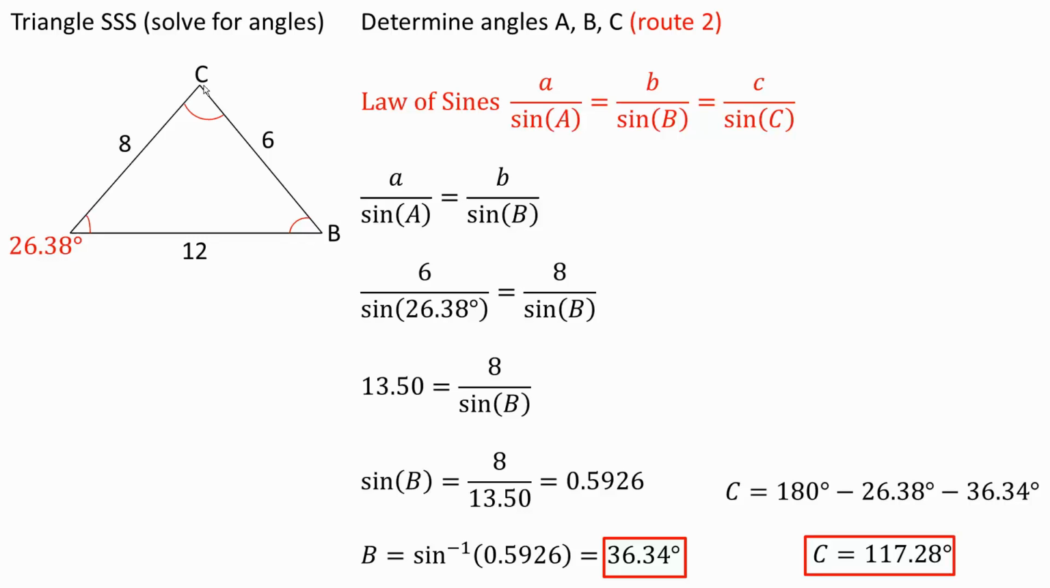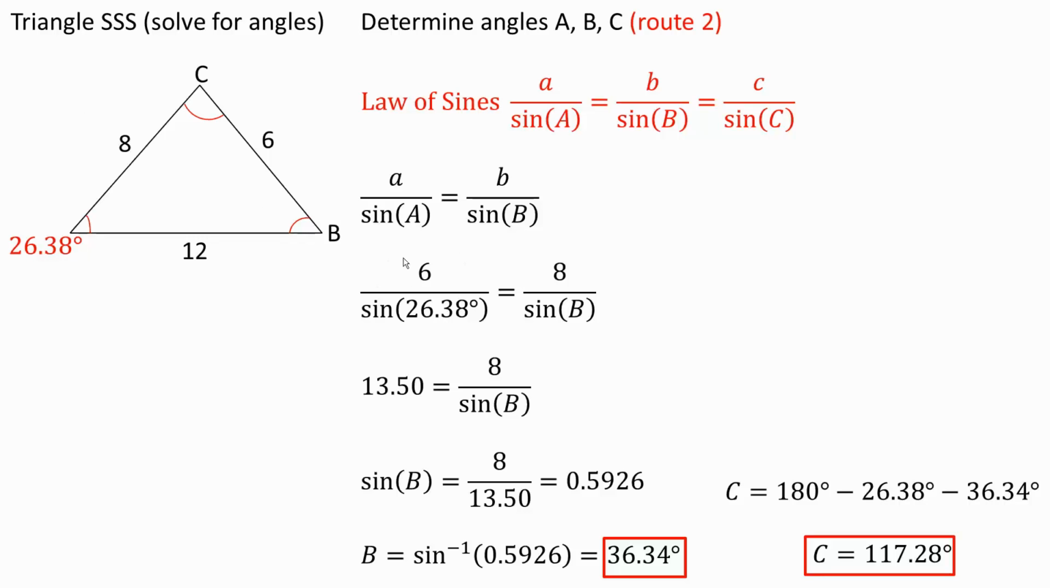So let's say it's 91 degrees. And if we have two angles that are 91 degrees, it's over 180. And so we know we can only have one angle above 90 degrees. And that's why I'm going to choose to solve for angle B rather than angle C, because if I solve for angle C, it's possible I could have an ambiguous answer. And so I would get 6 divided by sine of 26.38 is equal to 8 divided by sine B.